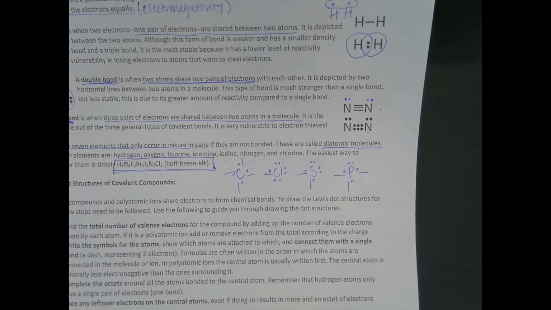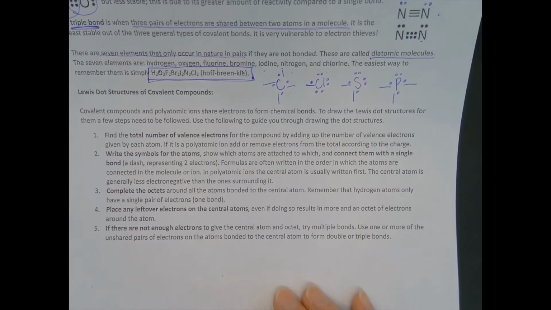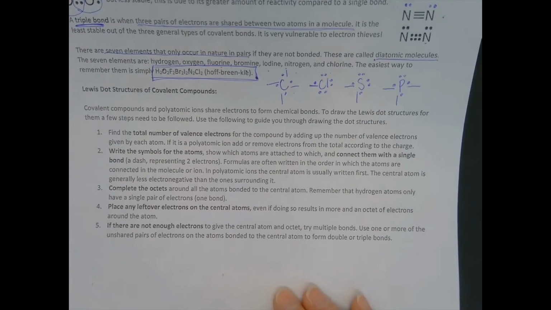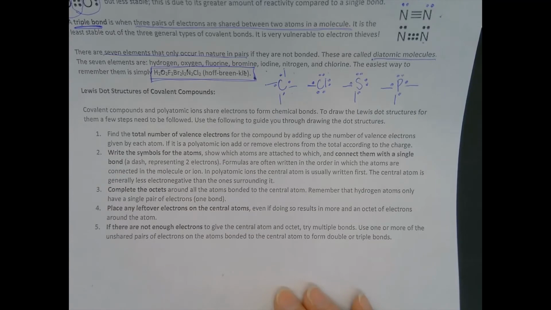Okay? Let's look at our rules here. If you follow these rules, you will get to the correct Lewis dot structure, even for exceptions. Okay? It might look a little funny, but you'll get there as long as you're following your steps. Like I said, I strongly suggest that we use pencil for the next few days, because if we make a mistake, you can just erase it and then fix it.